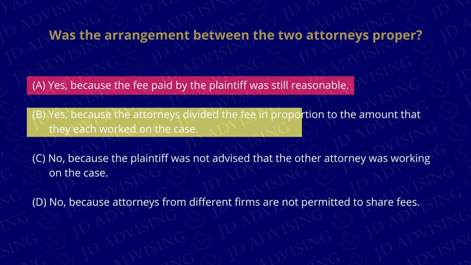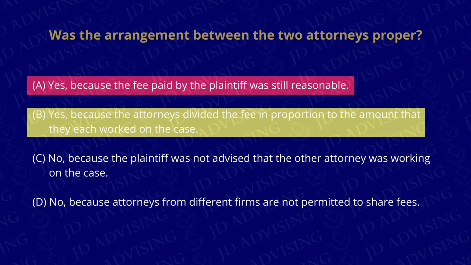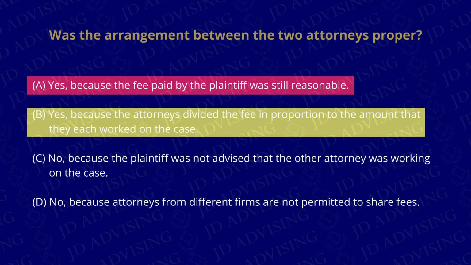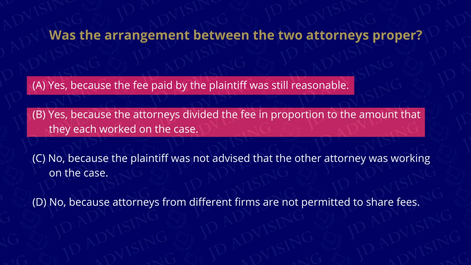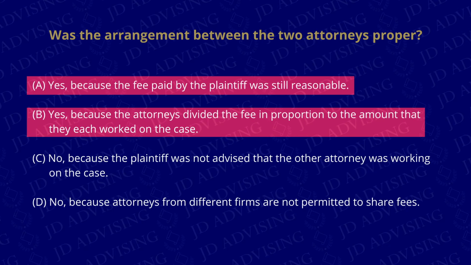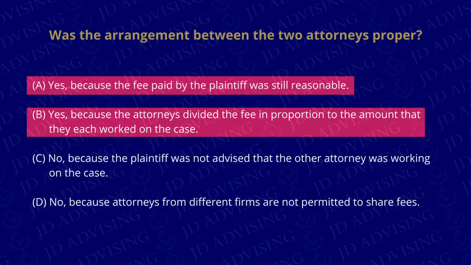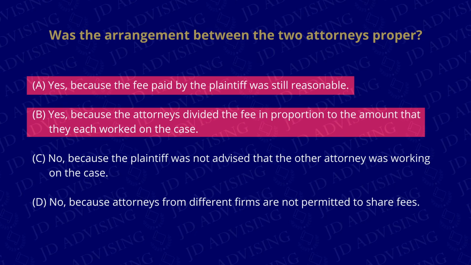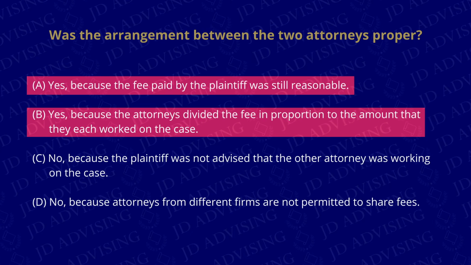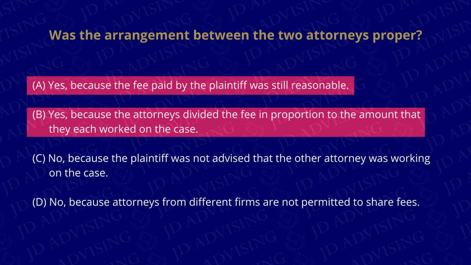B says yes, because the attorneys divided the fee in proportion to the amount that they each worked on the case. Similarly, B is like A. It's a good trap answer. It's a good answer for someone who kind of knows the rule, but doesn't really know the whole rule. So again, this is wrong because sharing the fee proportionally between the two lawyers is necessary, but it's just one of the three requirements. So B is wrong.